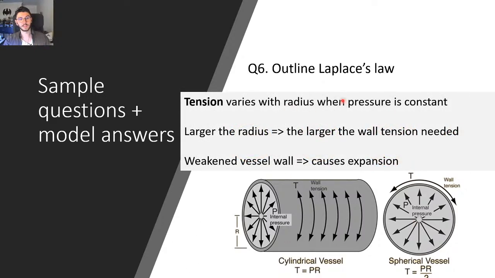So, a quick overview: tension varies with the radius when the pressure is constant. If you have a larger radius, then you need a larger wall tension. But if you have a weak wall for whatever reason, old age or damage to it, it causes an expansion and you get an aneurysm. An aneurysm ruptures once the wall becomes thin and weak enough that it is not strong enough to maintain the pressure.